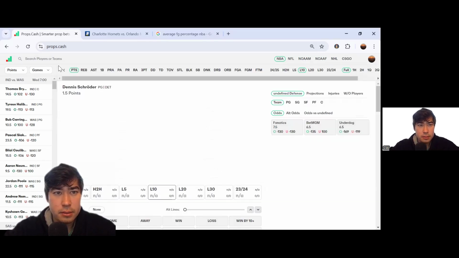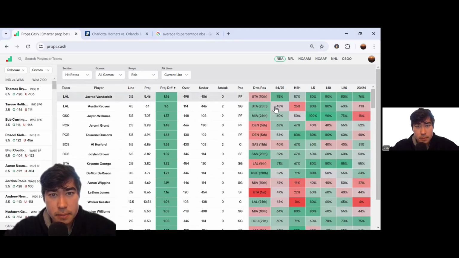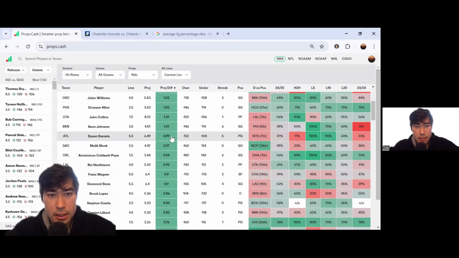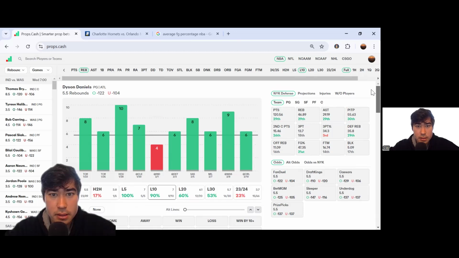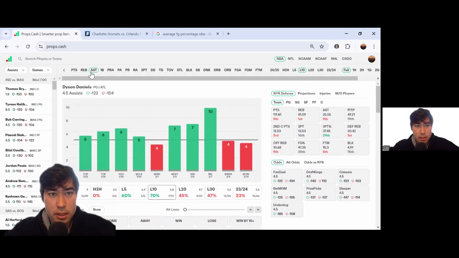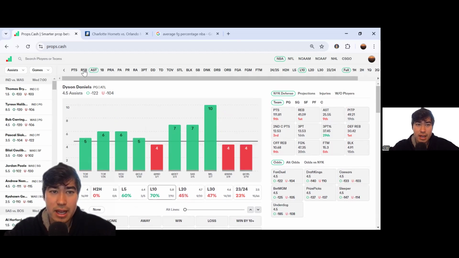Rebounds. We do rebounds yet? I don't think we did rebounds yet. So let's get into rebounds real quick. We want a 1 plus edge in either direction. So maybe a Jackson Hayes would be good right now, or Dyson Daniels is good. Dyson Daniels is a rebound god. He's a rebound and assist god. I hit him together with the rebounds and assists. I just go over on both the lines, get like plus 250 or something. And he hits all the time, bro. He always goes over on his rebounds and assist line.